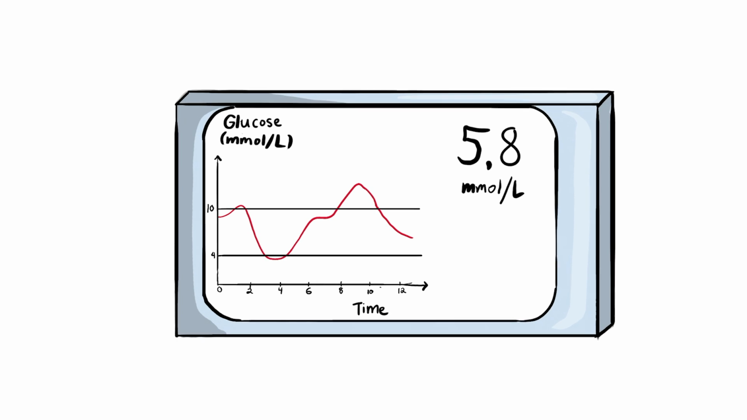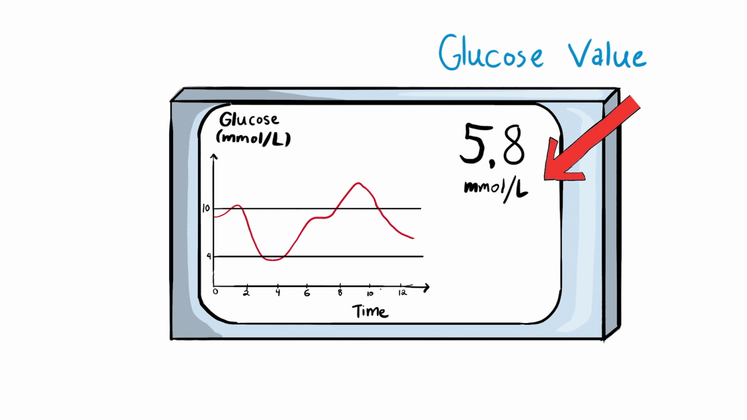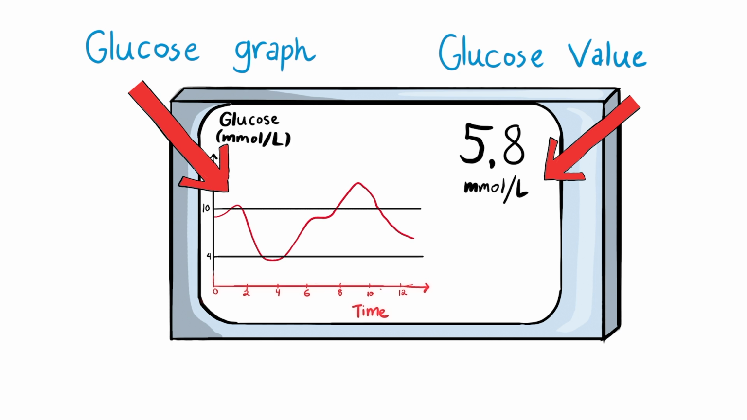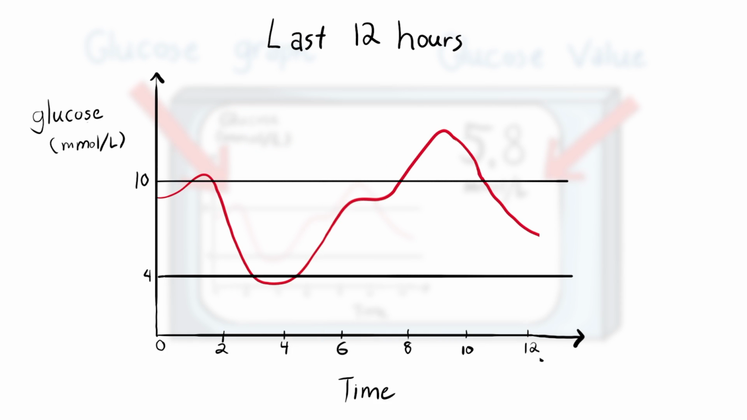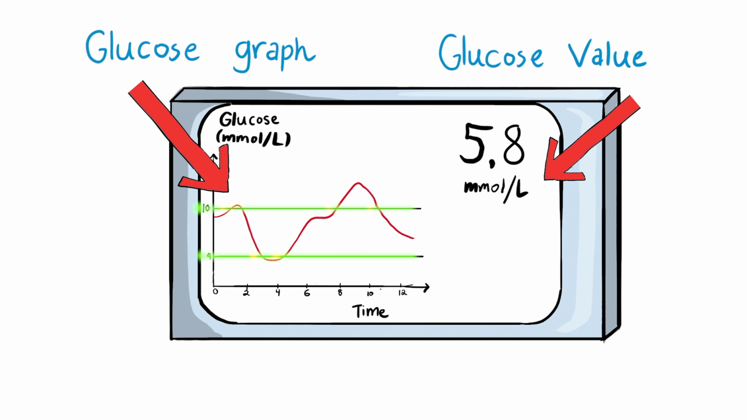First, the value of the displayed glucose level is that of the last reading made by the sensor. Second, the graph shows the glucose changes in the last hours. The hours are shown below the horizontal line and the glucose values on the left side. It is possible to choose the period that you want to see on the graph, such as the last 3, 6, or 12 hours. Two horizontal lines delimit the target glucose range. It is customizable. Here, it is between 4 and 10 millimoles per liter.